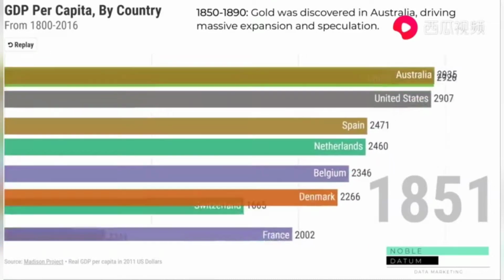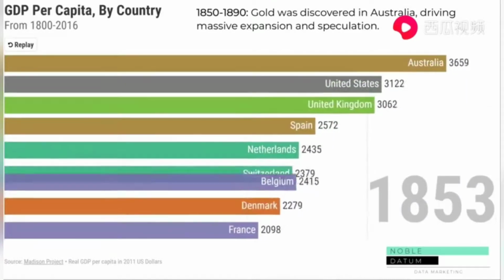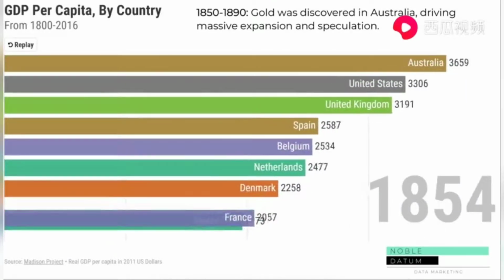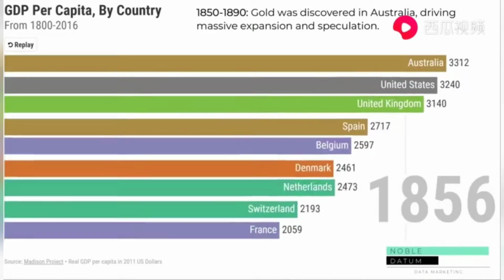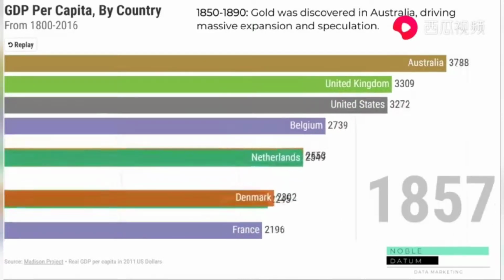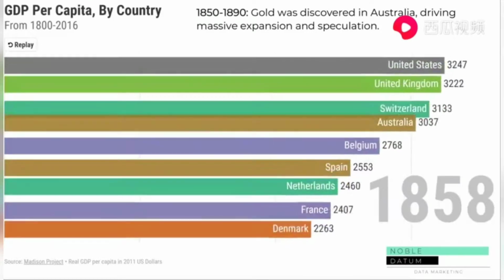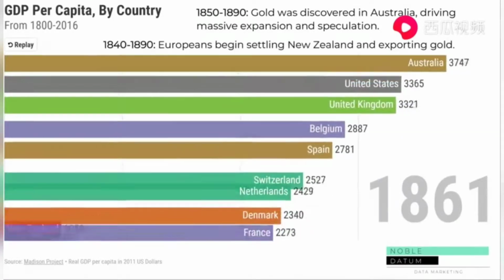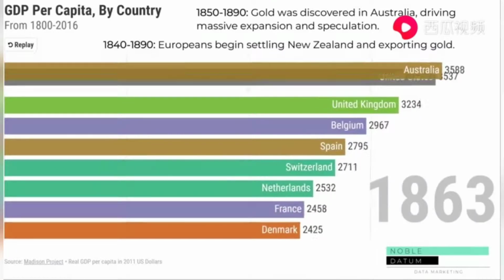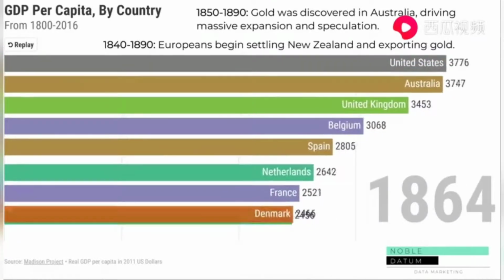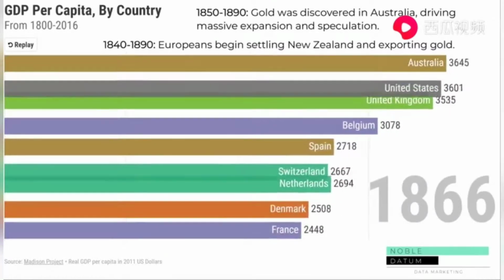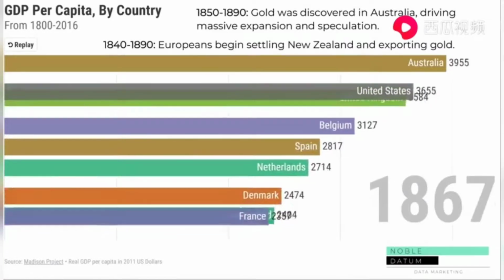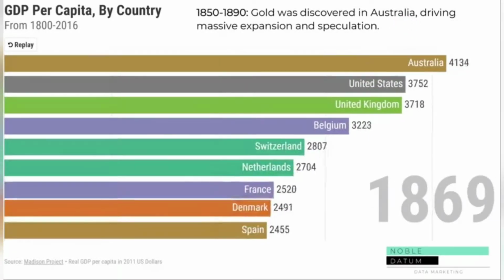In 1850, gold is discovered in Australia, sparking a gold rush. The gold rush will eventually fuel a speculative boom in the property market. Europeans begin settling in New Zealand. They have a relatively small population, but they quickly begin exporting gold to the rest of the world.